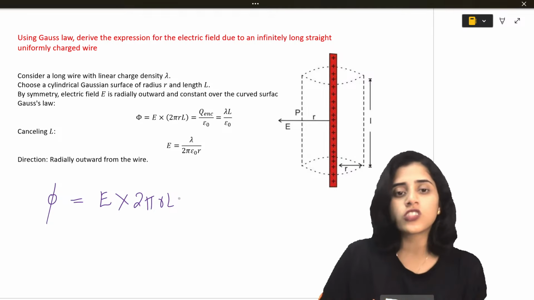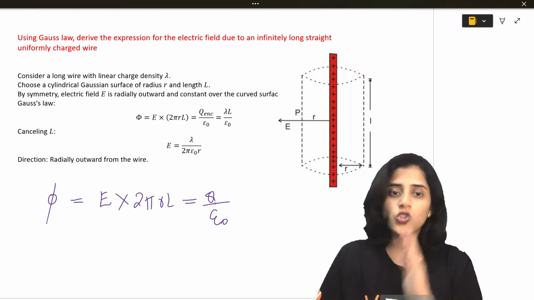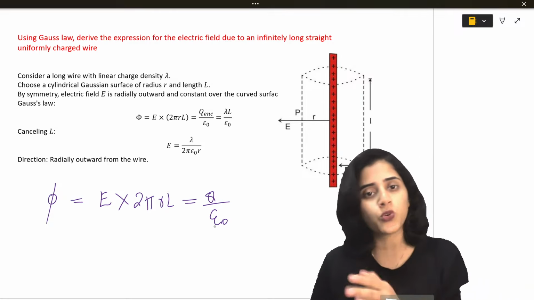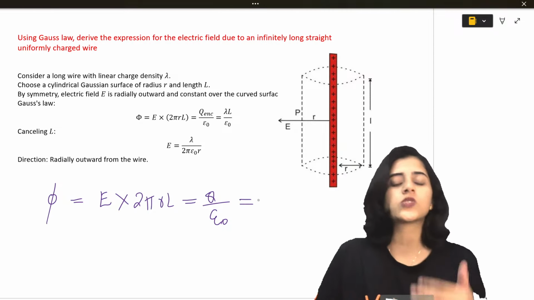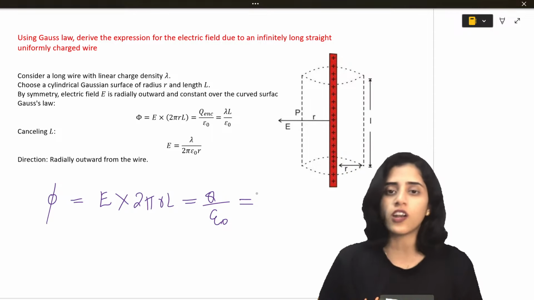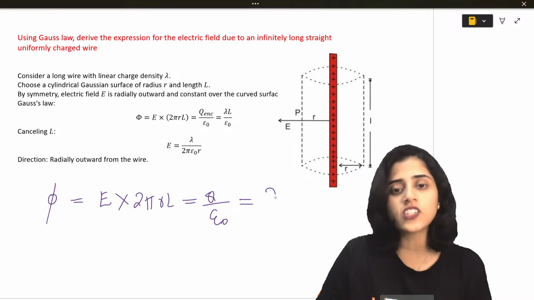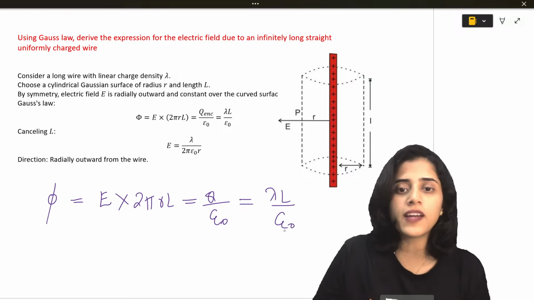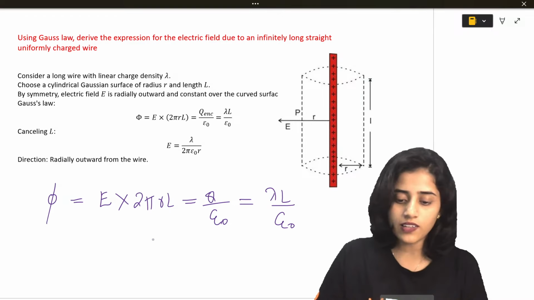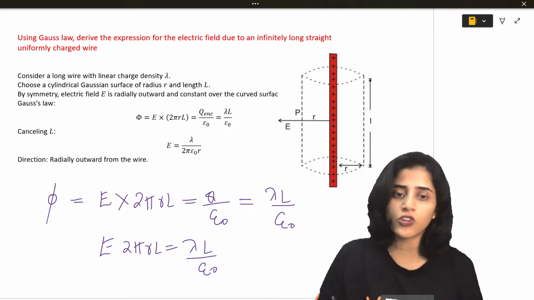Now Gauss law also states that phi is equal to Q by epsilon naught. So Q by epsilon naught is equal to E into 2 pi RL. Now Q is the amount of charge. Let's say there are lambda charges along this positive line and the length of the line is L. So total charge will be lambda into L by epsilon naught. Now we will equate this: E 2 pi RL equals lambda L by epsilon naught.